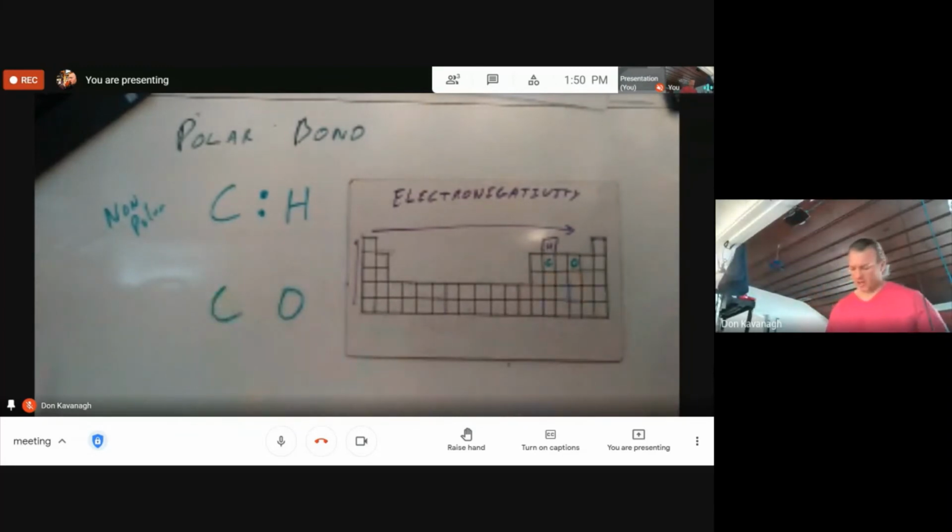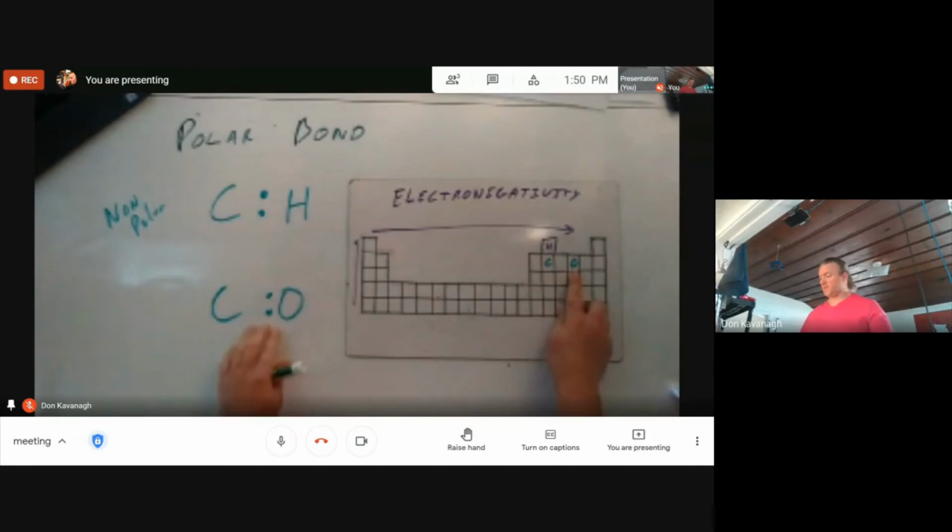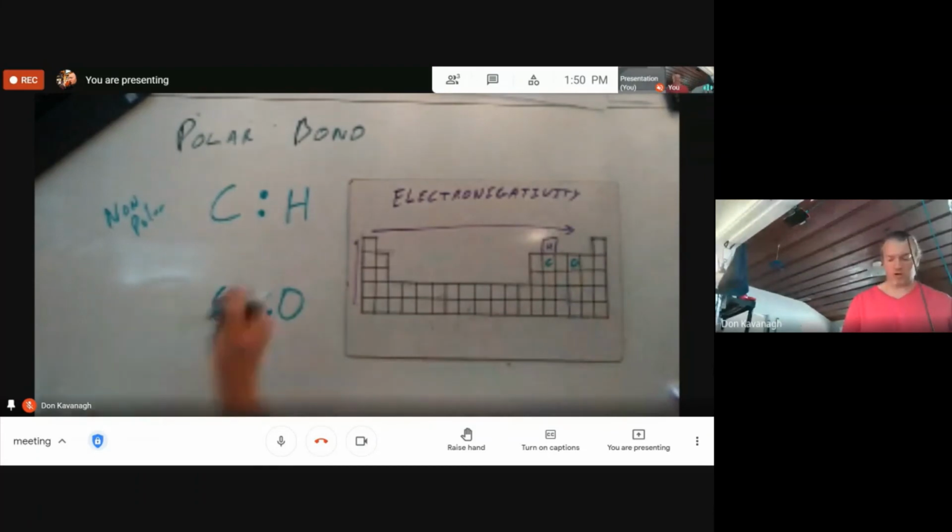We'll put the electrons closer to the oxygen atom because oxygen has a higher electronegativity. Because they are different from each other, they are not close to each other on the periodic table. This is going to be a more polar bond.